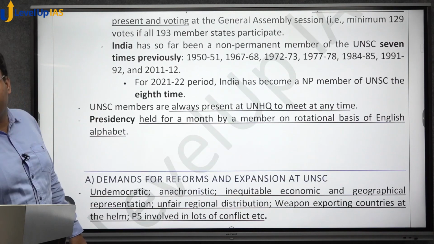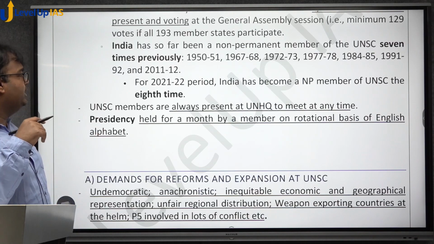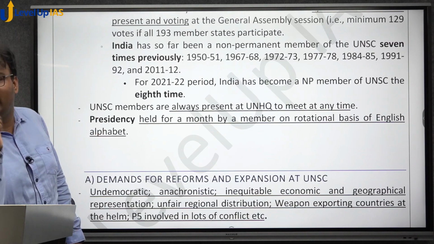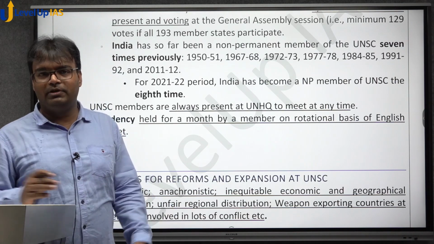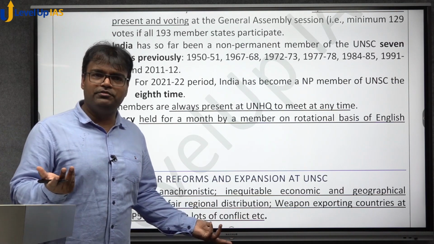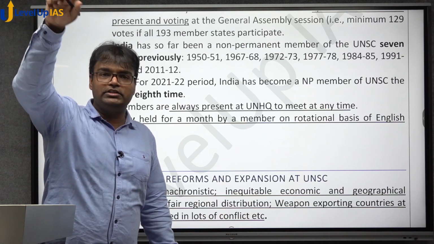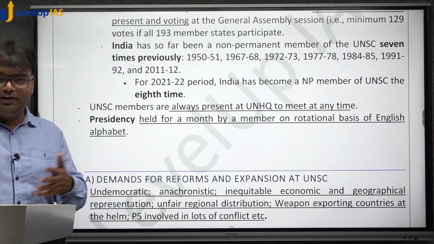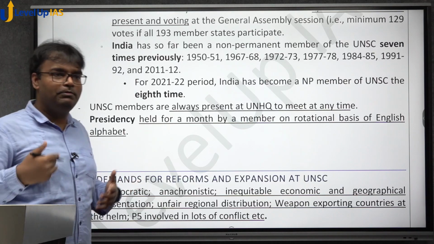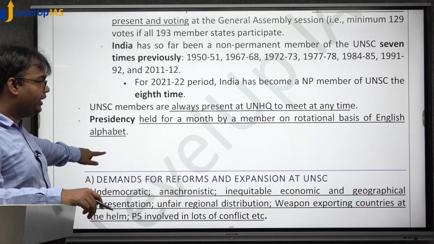Here, unlike the United Nations General Assembly, the presidency is given only for a month and it rotates in an alphabetical manner among the member countries. So it's not something very crucial. Whereas in the United Nations General Assembly, the presidency was for 1 year, and that's why people were voting for it, people were contesting for it.